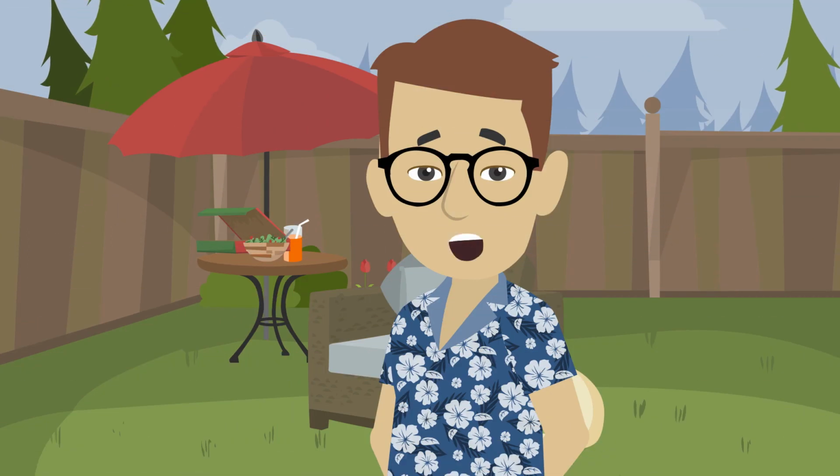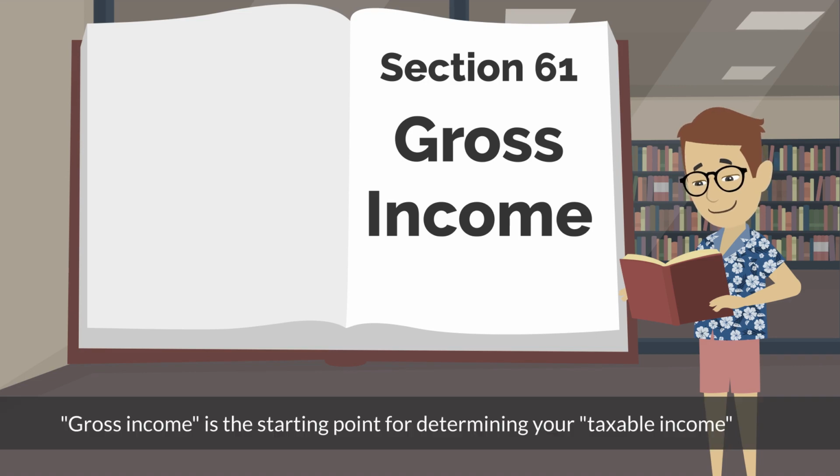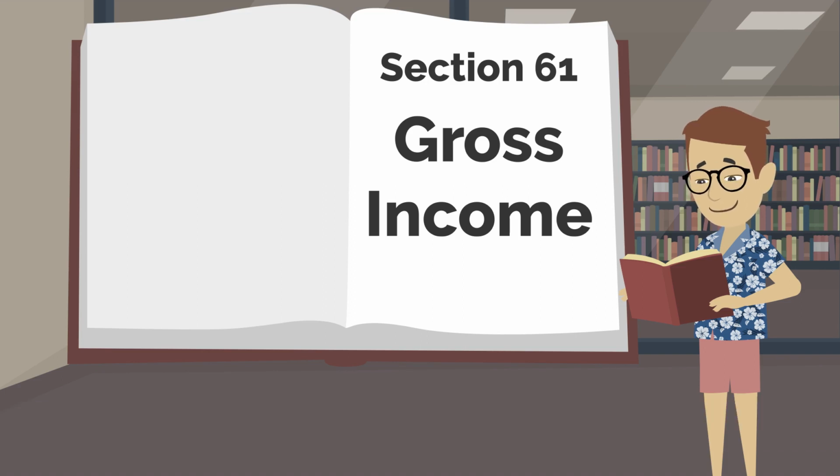Let's start with the tax code. Section 61 defines gross income. It says that unless you're told otherwise, gross income means all income from whatever source derived. It then gives you some examples of things that you have to treat as income, including compensation for services, gross income derived from business, rents, dividends, interest, and some other things.